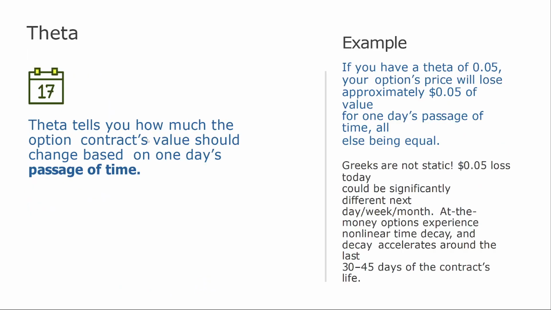So theta, to resume, is going to tell you how much the option contract's value should change based on 1 day passage of time. So if you have a theta of 0.05, your option price would lose 5 cents for each day of passing, all else being equal. But of course, you have to understand that all of these values are changing, they are not static. The same happens for delta and for theta and for all the others.